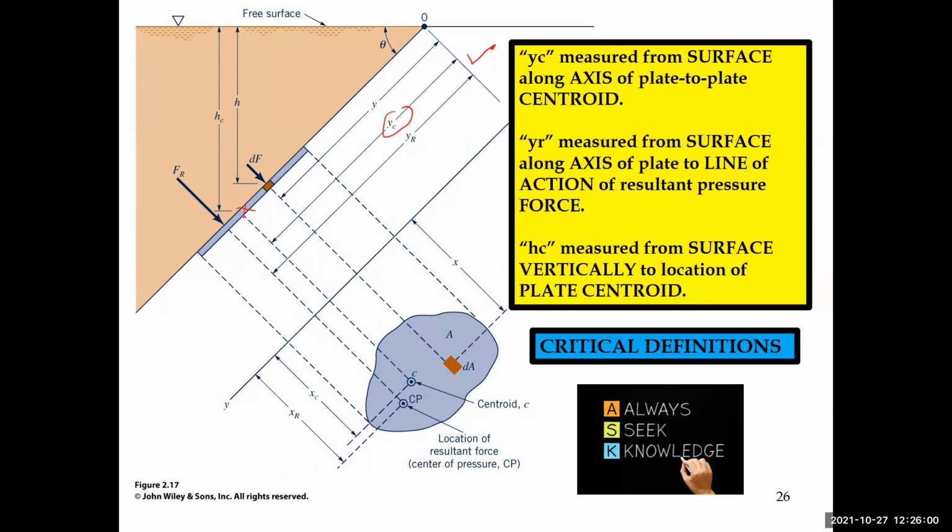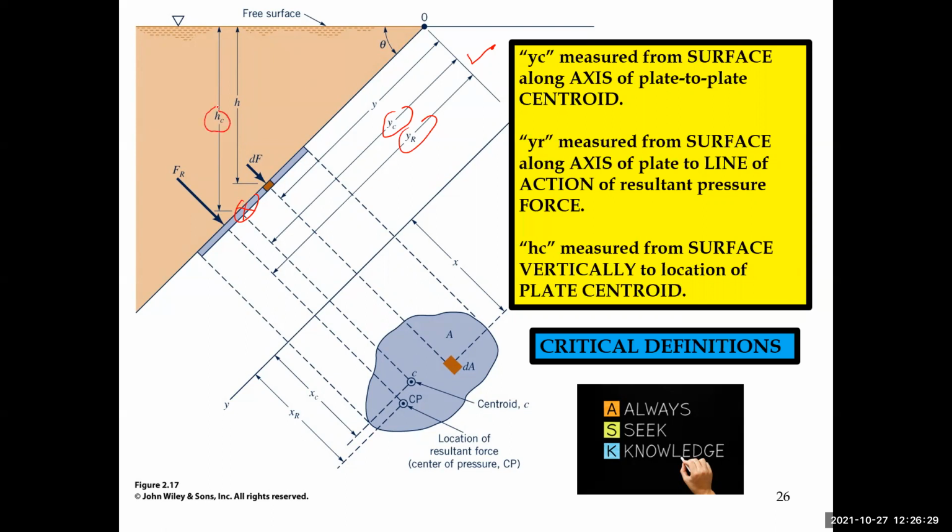So this may be, say, the centroid. Y sub R is always measured from the surface along the axis of the plate to the line of action of the resulting force. No deviation. This is always the case. And the value of h sub c, though, is measured from the surface vertically to the location of the plate's centroid.